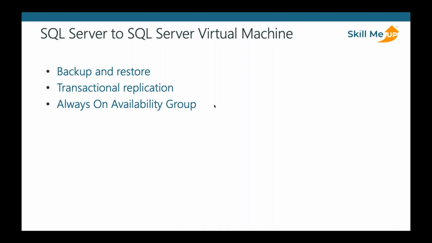So if you're migrating SQL Server on-prem to SQL Server virtual machines, you have other options as well. Basically, any technology you would use to migrate from one SQL Server to another SQL Server can be used to migrate from a SQL Server to an Azure virtual machine running SQL Server. So backup and restore, you could use transactional replication if your database is compatible with that. You could use an Always On availability group if you want to absolutely minimize the downtime. That's another popular option. The downside of using these is it's manual.